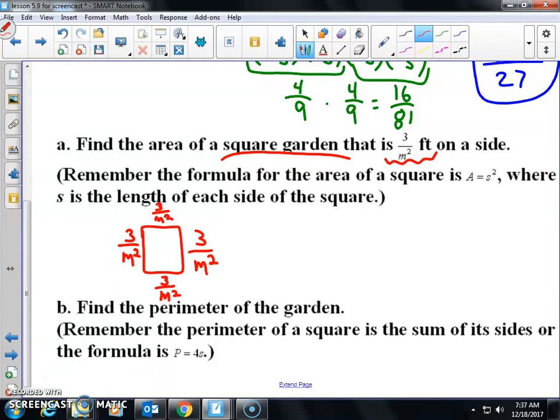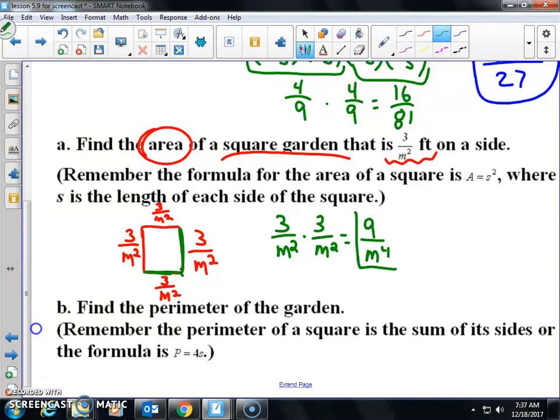Okay, they want us to find the area. Well, there's a couple ways I can think of area. Area of a rectangle, and a square is a rectangle, is when you take the base times the height. So I'm going to do that first. 3 over m squared times 3 over m squared, and I get 9 over m to the 4th.